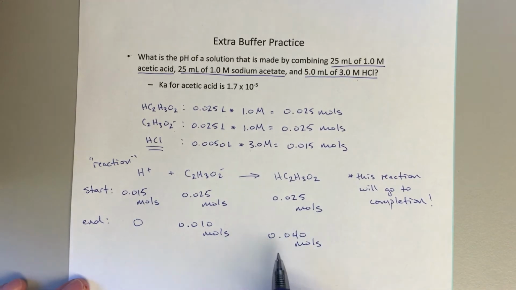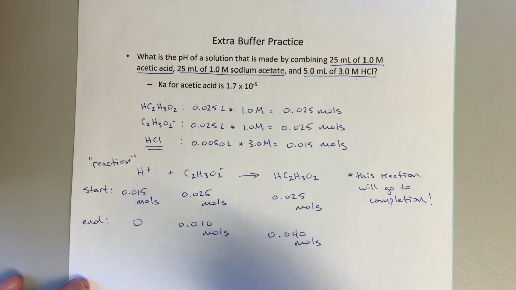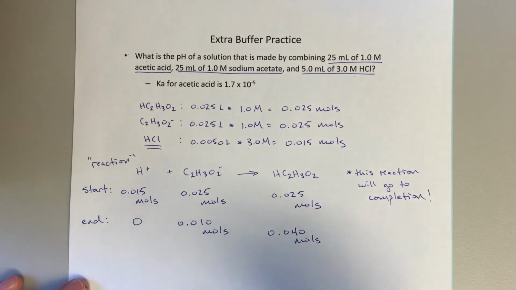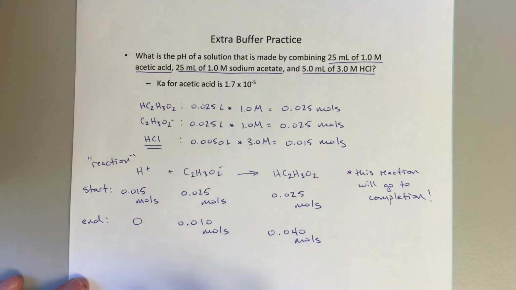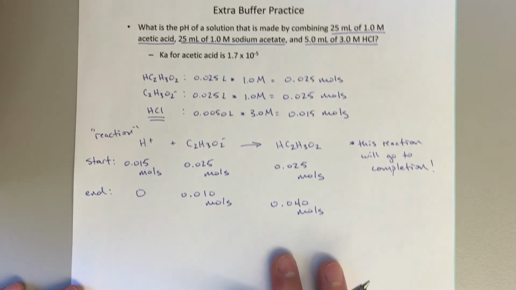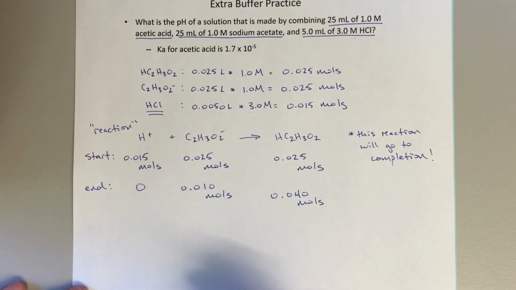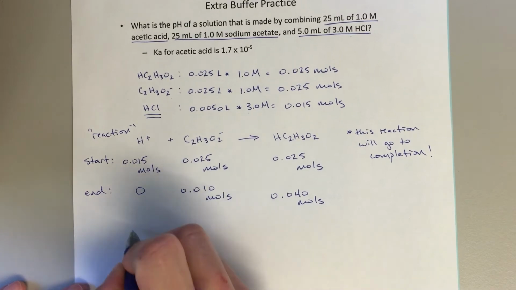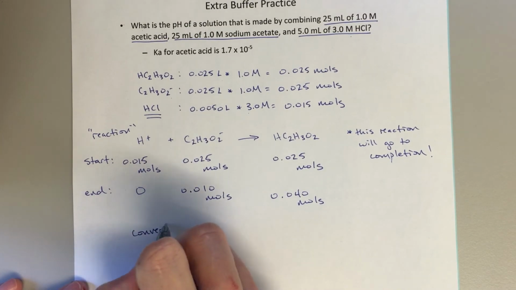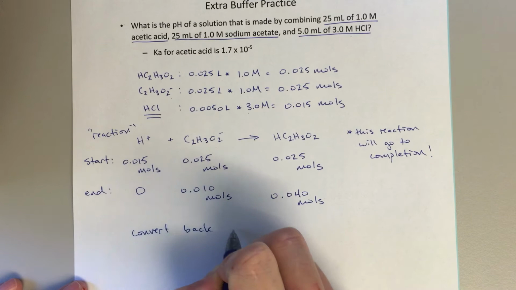At this point, I could also use the Henderson-Hasselbalch equation, but we're going to talk more about that as we move forward. But this is a buffer, so the Henderson-Hasselbalch equation would also work in this case. But if I want to use my ice table, the first thing I'm going to do is convert back to molarity.